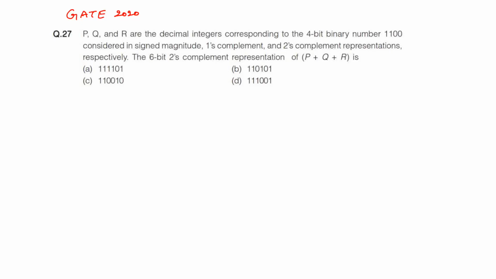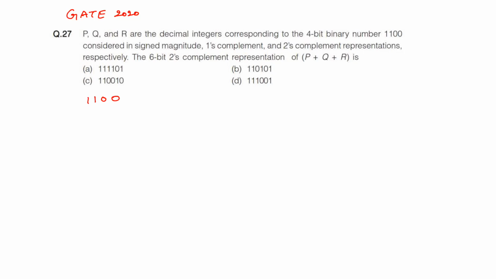In this question, we are going to calculate. It has given P, Q, R. The values of P, Q, R are given in sign magnitude form, 1's complement form, and 2's complement form. We are going to calculate the sum of those three, P plus Q plus R, in 2's complement form, that too with 6 bits notation. So first, the given number is 1100.